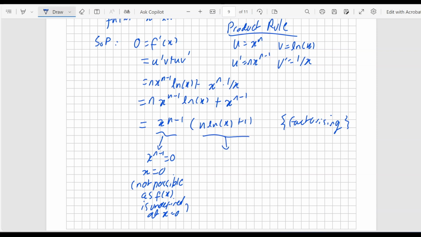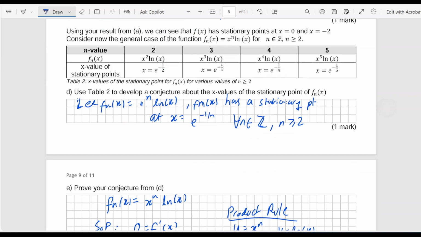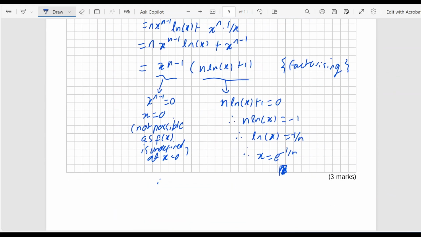Or we've got this, n log of x plus 1 is 0. So n log of x is minus 1. So log of x is minus 1 over n. Therefore, x is e to the minus 1 over n. And there we go, we've proved. So probably, therefore, f of x has one stationary point at x is e to the minus 1 over n. And that's really the statement to say we finished proving it. Wonderful.